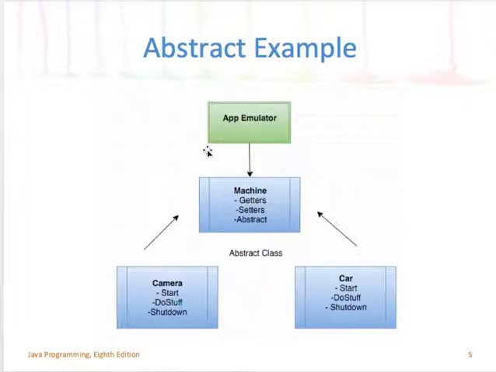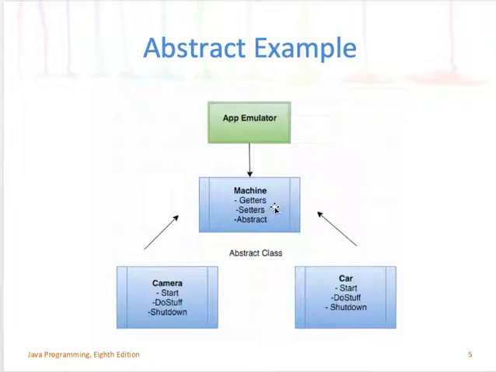So here's an example. We have the app emulator, and then we have a machine, which is one of our classes that we're going to be interfacing with, or abstracting with. We have getters and setters, and then an abstract method in there. We have another class called camera. Camera has specific functions it has to do: start, do stuff, and shut down. Same thing with the car, but they're going to have different analogies. Camera is going to maybe take a shot, start the camera, shut it down. Vehicle, start the ignition, shut down the vehicle, and do something.